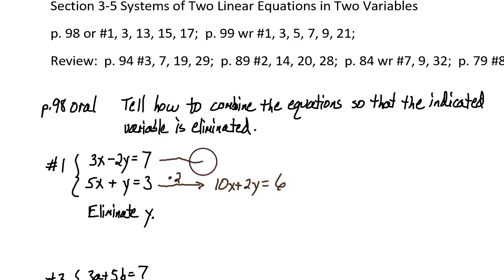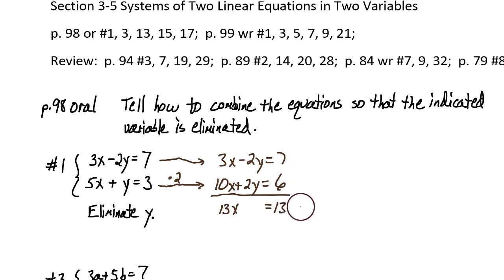Let's keep the first equation the same as it is to begin with. 3x minus 2y equals 7. When we combine them, the y terms will be eliminated. 3x add 10x is 13x. And 7 plus 6 is 13. For the oral exercises, we're not going to continue the process. We only wanted to show how to make the y terms opposites of each other.